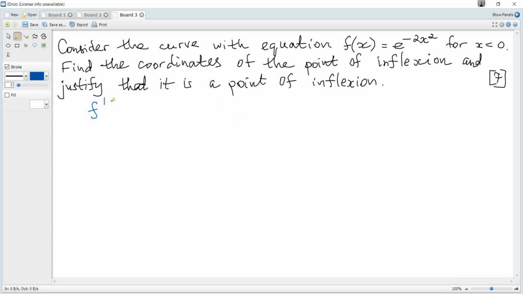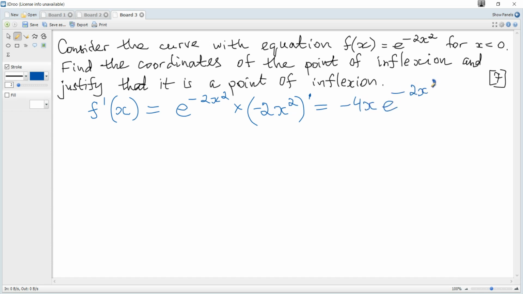To find the second derivative, we need to find the first derivative first. So we need to find the derivative of this function, and we can consider it as e to the power of x, but with a more complicated argument, and apply the chain rule. So the derivative of e to the power of x is the same, we keep the argument, but according to the chain rule it is multiplied by the derivative of the argument. Hence it becomes negative 4x e to the power of negative 2x squared.